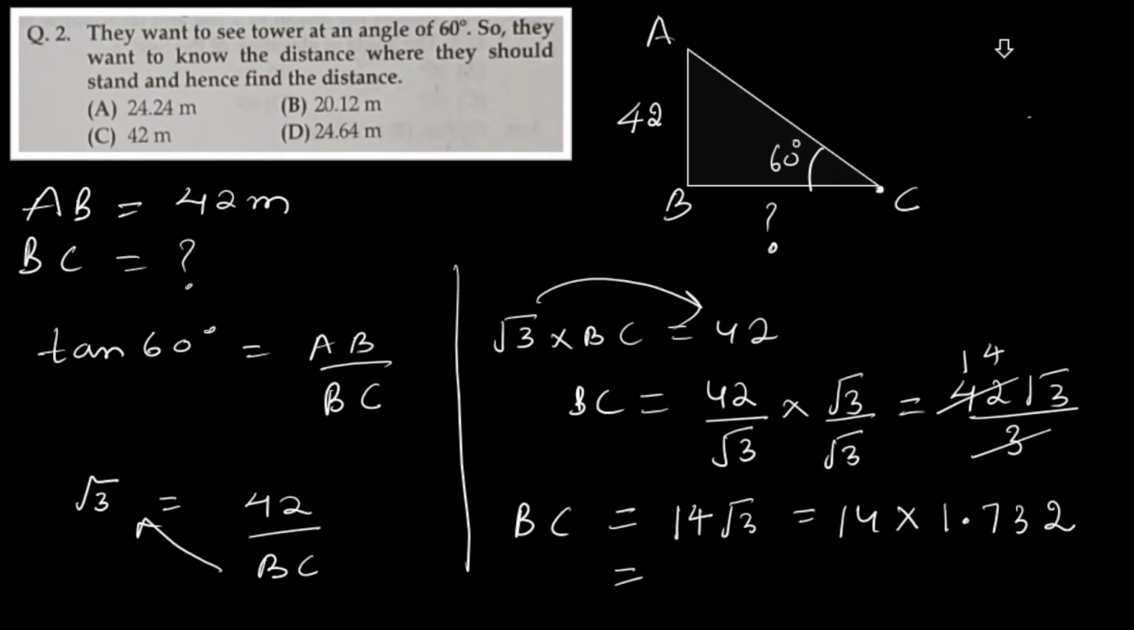See, in MCQs, according to the options, we have to find the answer. If it is not an MCQ, we can leave our answer as 14 root 3 also. So it's 24.248. Up to 2 decimal places also, if you see, so option A. 24.248. Okay, so option A is correct, because option C, if we see, is 24.64. So that is not the answer. So option A. Let's do the next one.